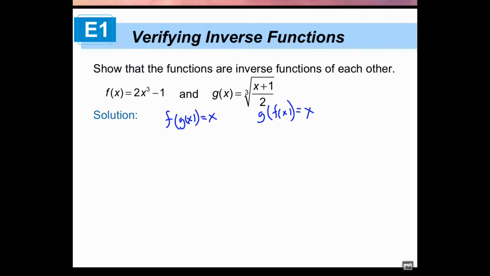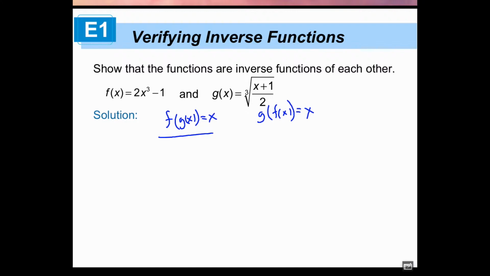Okay, so let's do this first one. We'll use blue for that. What is f of g of x? How do I find f of g of x? Plug in g of x every time there's an x in there. Say it again, Jake. Every time there's an x in f, plug in g of x.